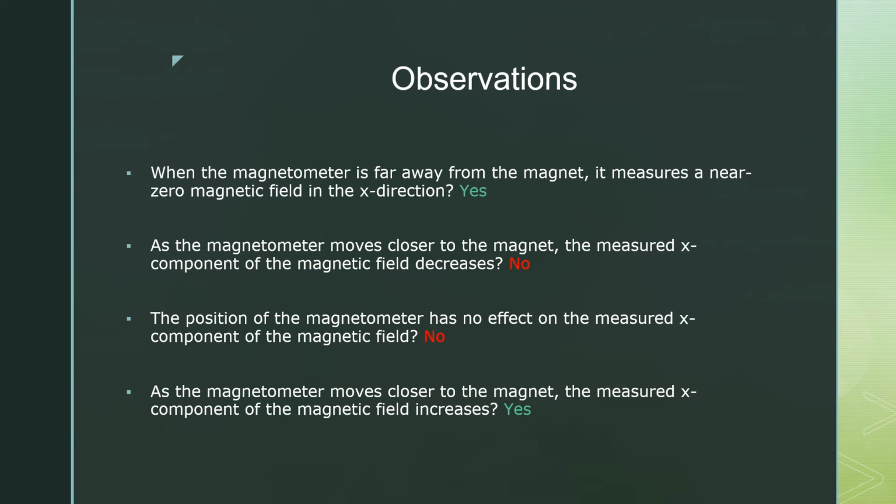Some of the observations noted were that when the magnetometer is far from the magnet, the magnetic field in the x direction does equate to 0. When moving closer, the magnetic field does not decrease, rather it increases. The position of the magnetometer has a tremendous effect on the x component of the magnetic field. And as I previously mentioned, moving closer to the magnet does increase the magnetic field.